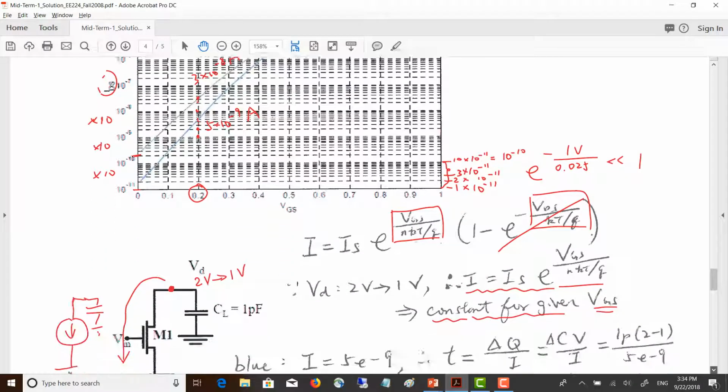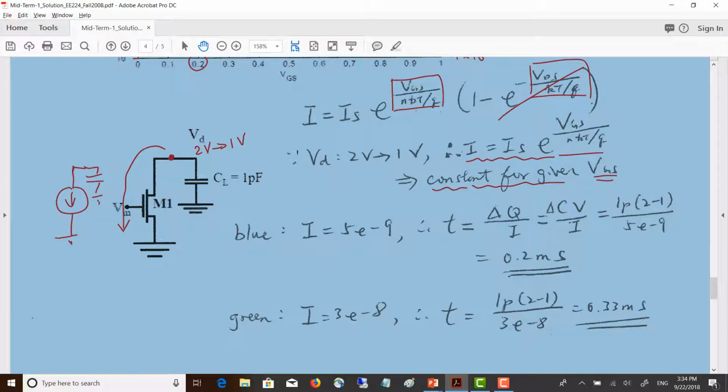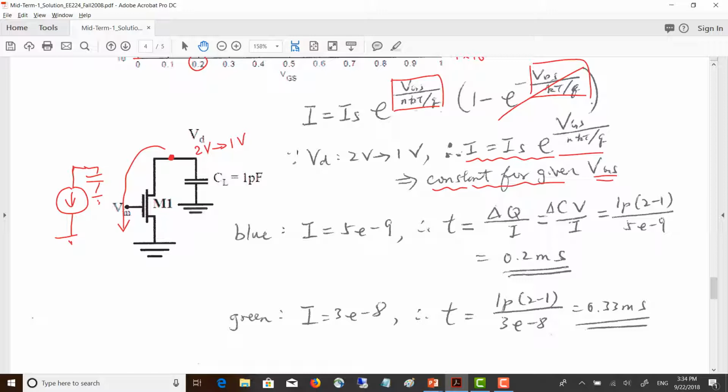With the constant current, now I know the current is this. Then I just use the regular equation, t equals delta Q over I. I need to change the voltage from 2 volts to 1 volt. C is constant, but V is not constant, so delta V is 1 volt. Then you get this. Here I have a typo: this one should be 0.033 millisecond.